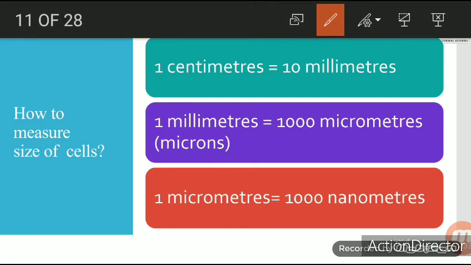Let us repeat it again. 1 centimeter is equal to 10 millimeters. 1 millimeter is equal to 1000 micrometers. Micrometers are also called microns. And 1 micrometer is equal to 1000 nanometers. So these are two new units which we have learned today, micrometers and nanometers. These units are used to measure the size of cells or very minute particles or very minute organisms. One example in our book is the onion. Let us see what they have explained.